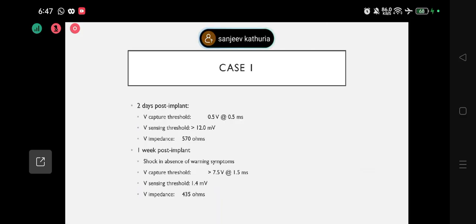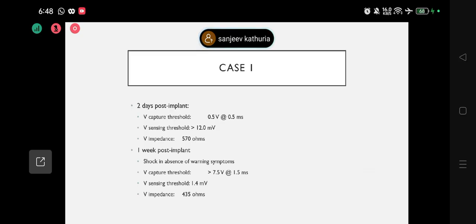Second day, implant again, in fact better. Threshold is 0.5. R wave is now more than 12. Patient wants to go home. But we are saying we'll give you some antibiotic. Now one week post-implant, he comes for an interrogation. He is doing fine.